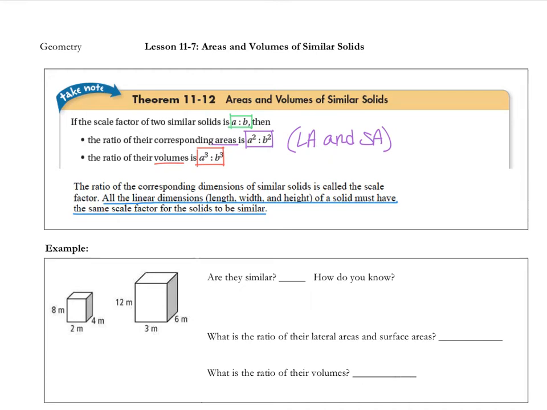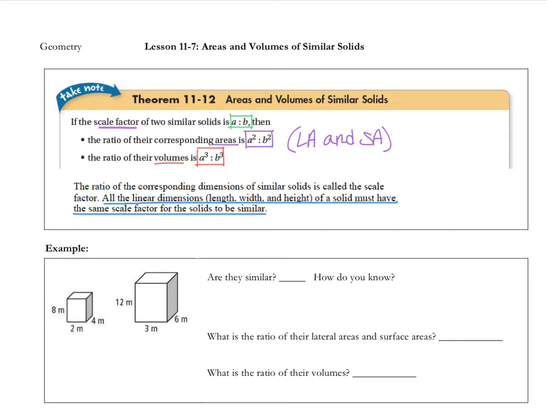This is lesson 11.7 on areas and volumes of similar solids. In a previous chapter, we talked about similar polygons. If two polygons are similar, that means they have a common scale factor, so the ratios of all the corresponding sides are the same. Scale factor is written as a ratio. If the scale factor is a to b, we also discussed that the areas of those similar figures would be a squared to b squared.